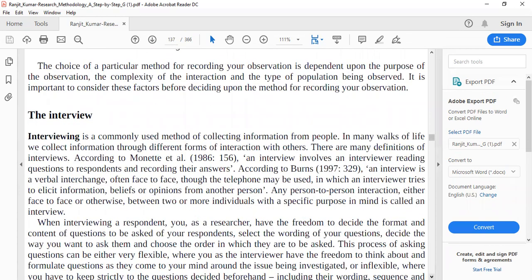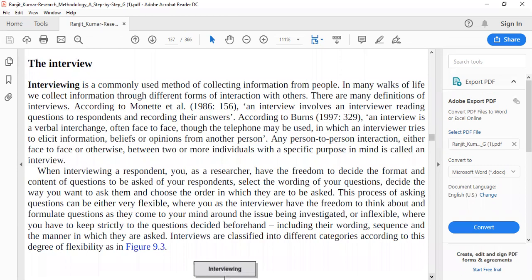Okay, interviewing. Interviewing is a method of collecting information from people. It can be face to face. It can be through a telephone, a WhatsApp call, or through Zoom with a video call. So it can be done in different methods, but it is collecting information, and it is an interaction between two or more individuals on a specific topic or with a specific purpose in mind, and that is called an interview.